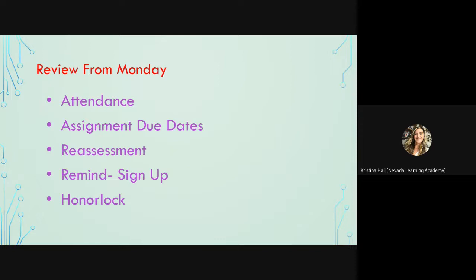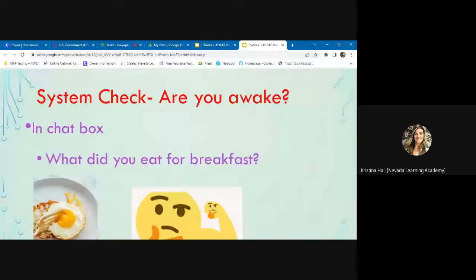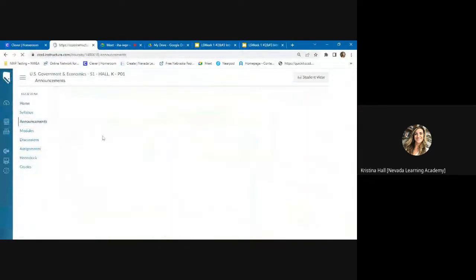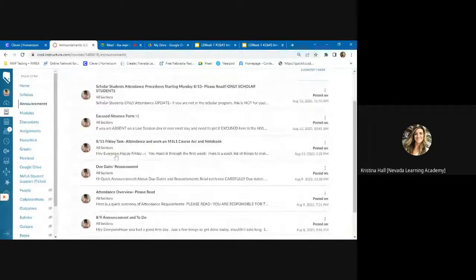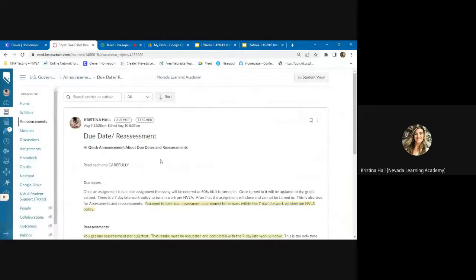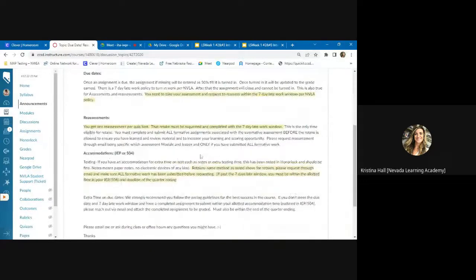This includes reassessment. So if you go into Canvas, go to announcements, I did a due dates and a reassessment announcement. We talked about this on Monday when we went over course expectations. You get 1 reassessment per test or quiz. You must request that reassessment during those 7 days.